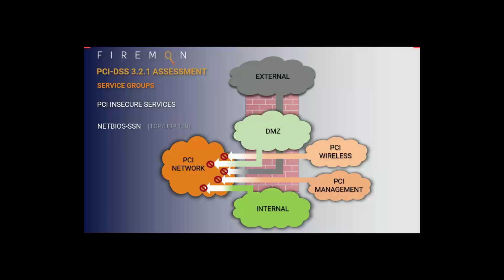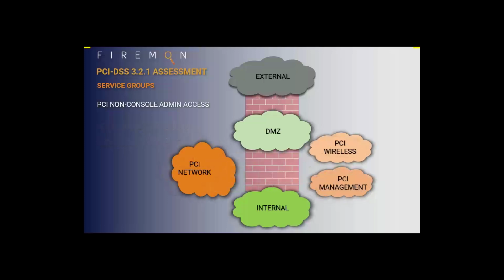Its default services are NetBIOS SSN, which are TCP and UDP 139, and SNMP Trap, which is UDP 162. The PCI Non-Console Admin Access group lists ports allowed from the PCI Management Zone into the CDE, or PCI network. The default services here are HTTPS, or TCP 443, SNMP, which is TCP and UDP 161, SSH, TCP 22, and ICMP Type 8, Type 13, Type 15, and Type 17. And here are the requirements we test against for the PCI DSS 3.2.1 assessment.